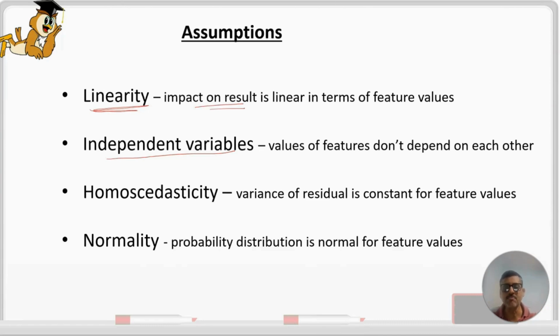And finally, normality. Normality relates to the probability distribution. You know what a normal distribution is based on your probability course. It assumes a normal probability distribution for the feature variables. So these are assumptions.